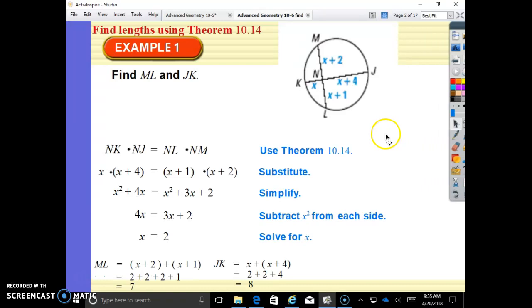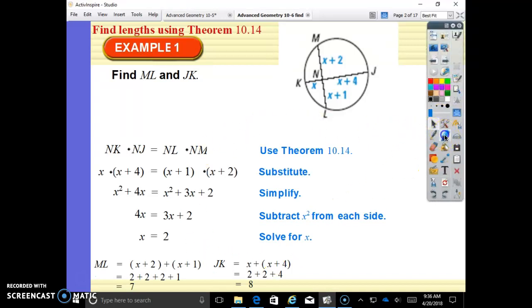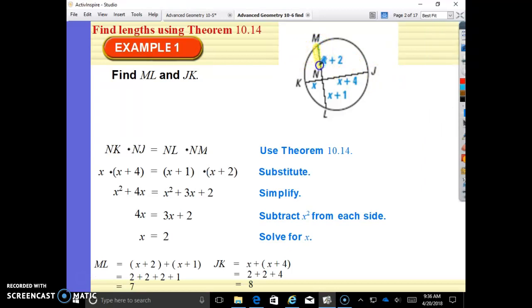Alright, so our first example, we are using theorem 10.14. We're finding the length of ML and JK. So as you can see with the work here, what we are simply doing is we are taking the portion of ML times the other part equals the part of KJ times its other portion. So, x plus 2 times x plus 1 equals x times x plus 4.